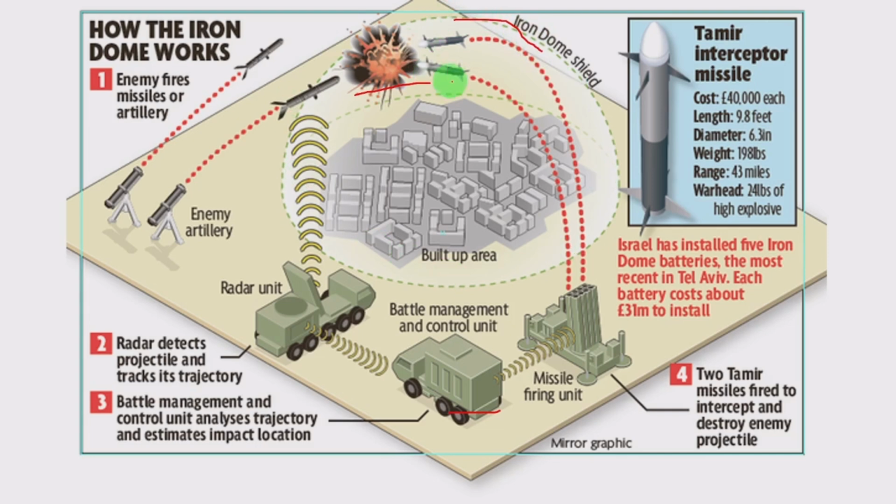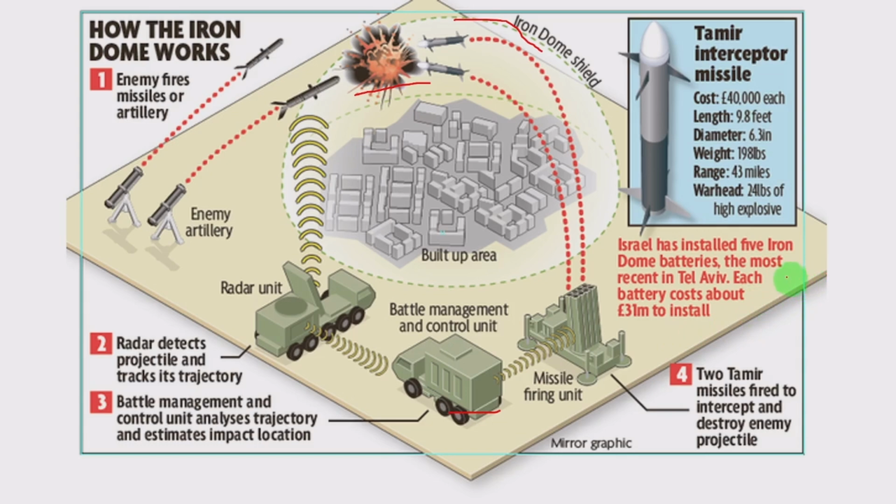The shield will be provided in a particular space, in the populated area. Any artillery or missiles entering will be successfully intercepted by this Iron Dome unit. There are launchers. Two Tamir missiles will be launched here to intercept and destroy the enemy projectile. Israel has installed 5 Iron Dome batteries, the most recent in Tel Aviv. Each battery costs about 31 million pounds to install, and that is a huge cost.